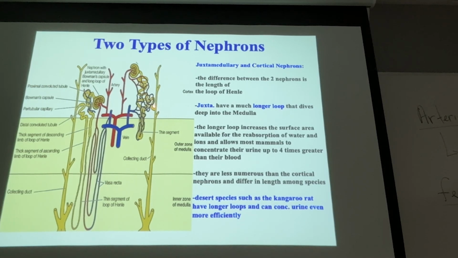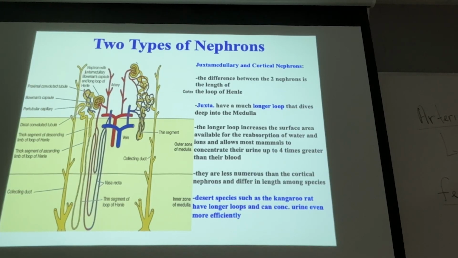Here are your two nephron types that you find in mammals. Notice there are two collecting ducts. The collecting ducts all look pretty much the same. But the major difference between the cortical nephrons and the juxtamedullary nephrons is that the cortical nephrons are almost all in the cortex. They only have a very small part of their loop that enters the medulla. And so they're more superficial, shallower in the cortex.